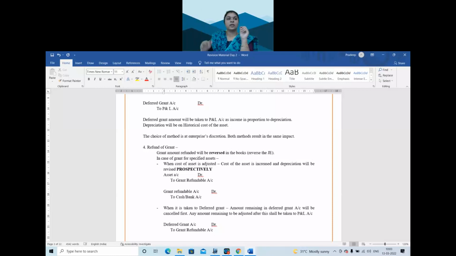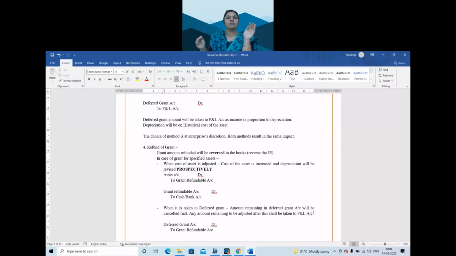How will it happen? Probably you have taken a grant for an asset which has a useful life of 10 years. After 7 years, some condition was not fulfilled, so you have to refund the grant. Now what happens? Deferred grant has only 3 lakhs balance. I am refunding 5 lakhs. So 3 lakhs I can knock off with deferred grant. The balance 2 lakhs is a loss.